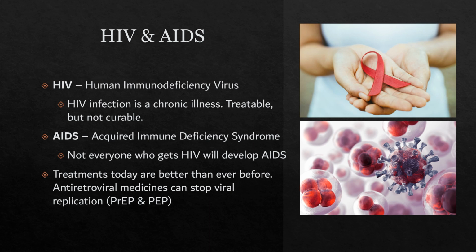However, we are very lucky that today we have treatments that are way better than ever before in the history of HIV and AIDS. Antiretroviral medications can actually stop viral replication, which is that virus reproducing itself within the human body. And that medication, we have examples called PrEP and PEP, which I'll talk about in a little bit more detail. They can actually prevent the eventual progression to AIDS status for an individual who is HIV positive.